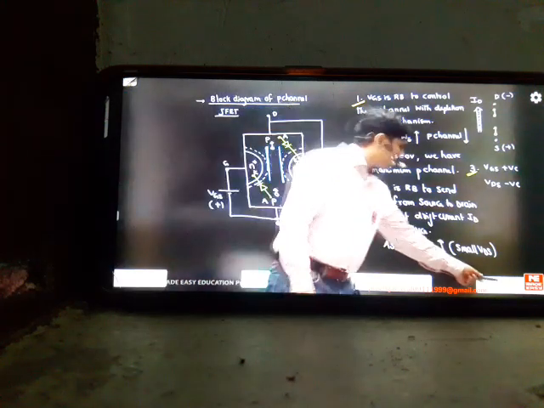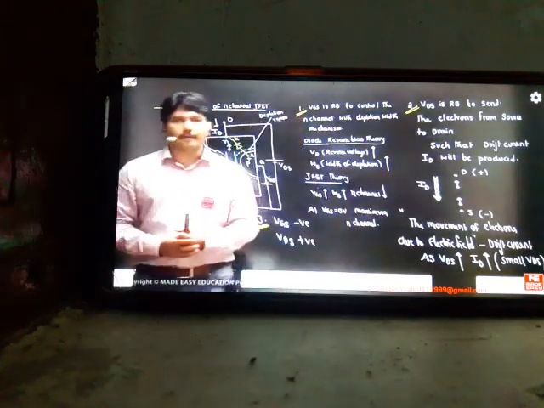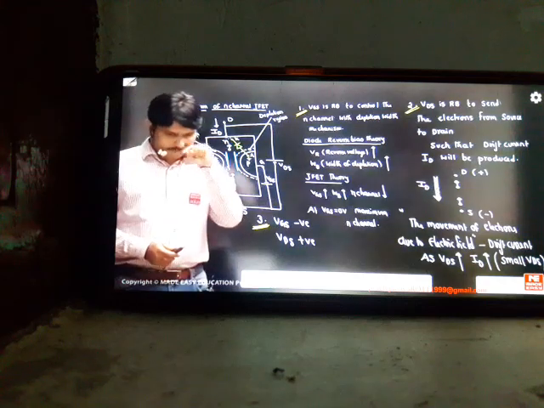The direction of ID shown in the previous topic is the downward direction. When the electrons are moving in the upward direction, the current direction we have to take as downward. This is the previous slide.